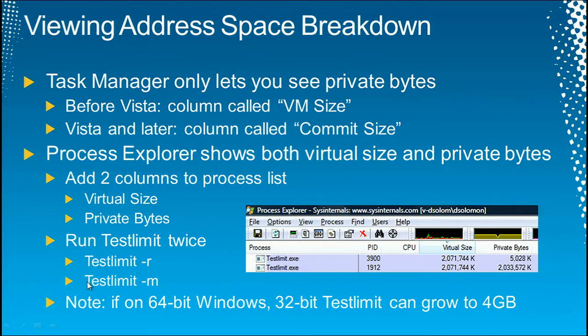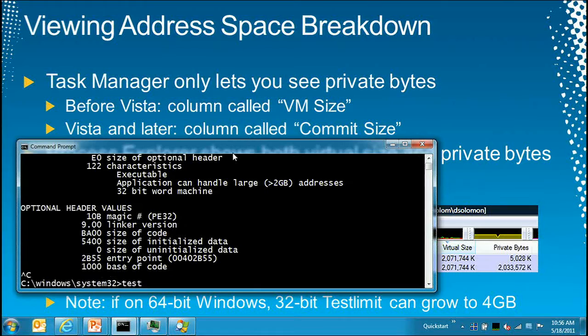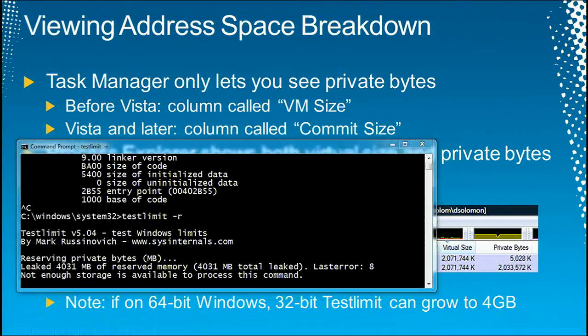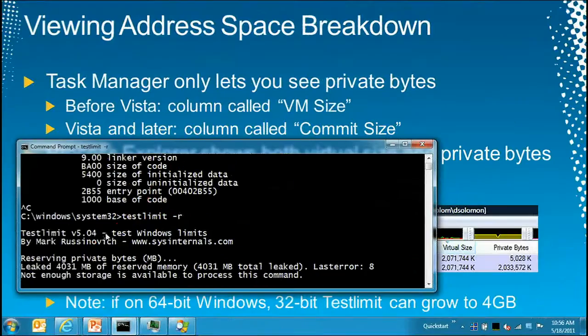And I'll do a little experiment here. I'm going to run 2 instances of Testlimit. One that just reserves memory with testlimit -r. It will reserve as much memory as it can. And you can see that it was able to reserve just about 4 gigabytes, because it's marked large address space aware and it's on 64-bit Windows. And that's as much as it could reserve before its address space got totally filled up.